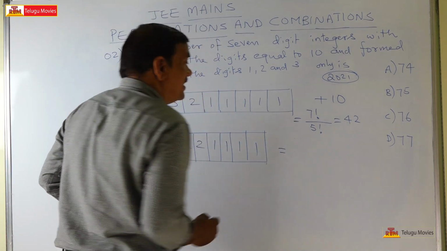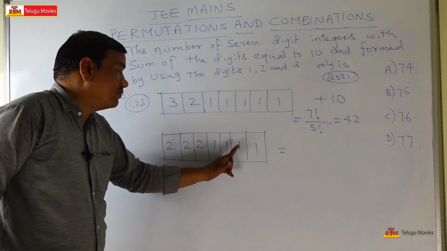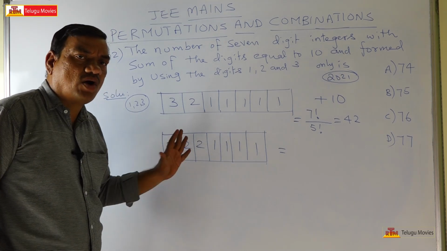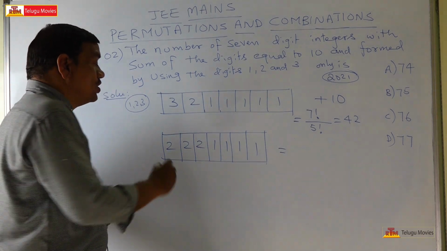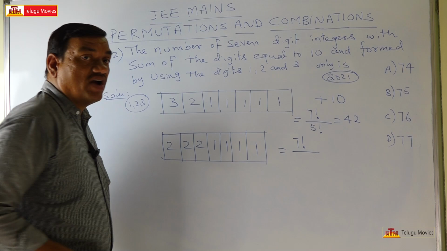This can be, that means what? You can put 2 here, 2 here, 2 here, 1 here, 1 here, like that. This type of combinations. How many arrangements will you get? So, the total number is 7 factorial. Total items are 7 factorial.